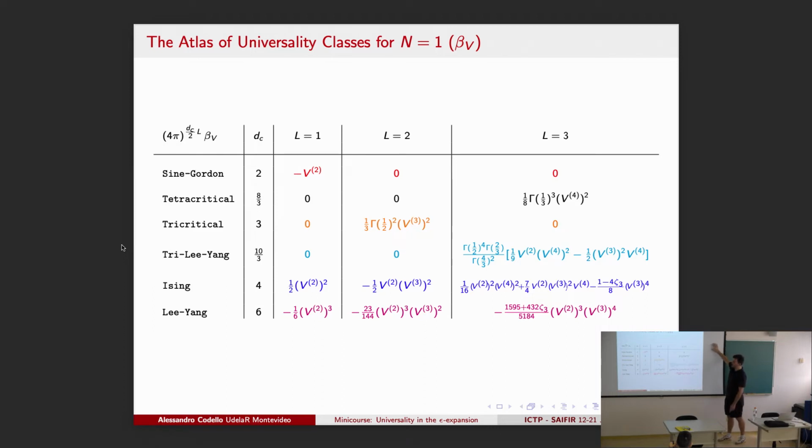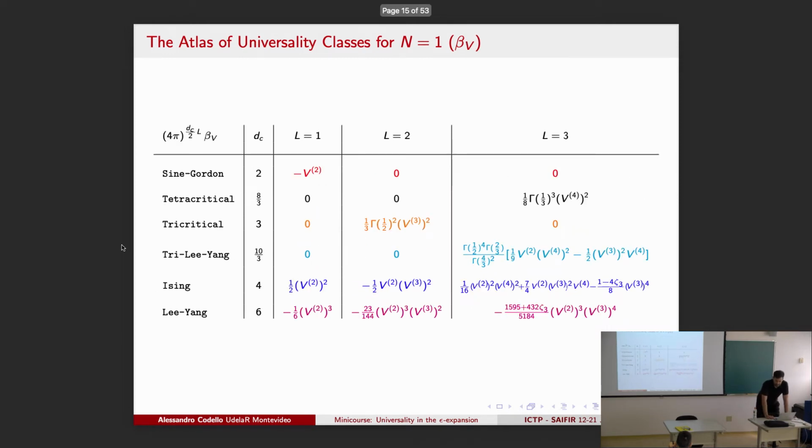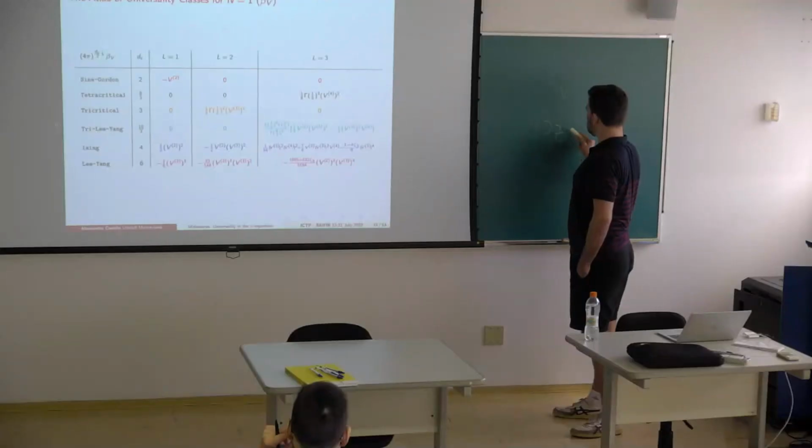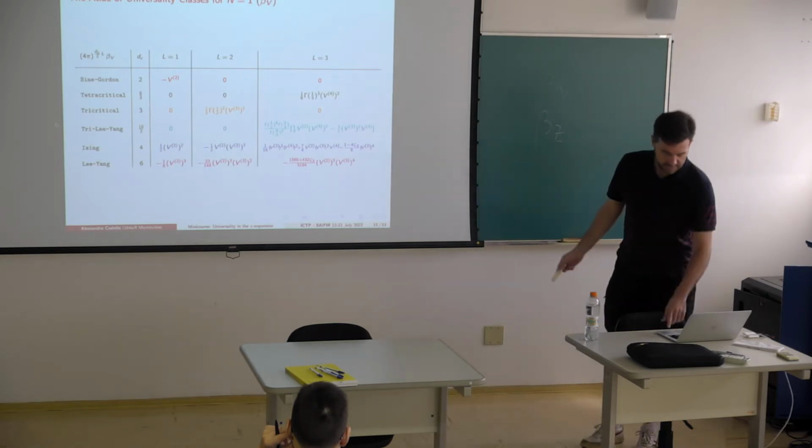If we add the 4 loop column here, new upper critical dimensions will appear, and these will have functionals that we can compute, and so on. This is the functional for the potential, the beta V. And then we have a functional for the wave function or normalization function, and we can do the same kind of analysis.